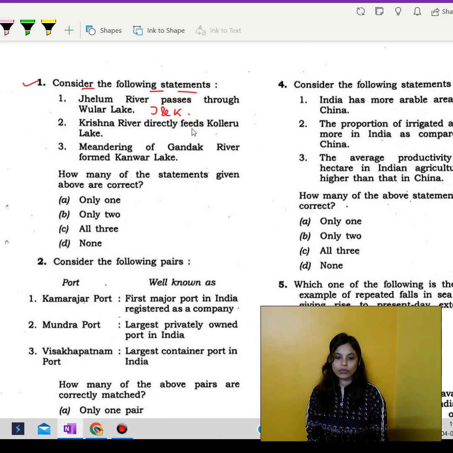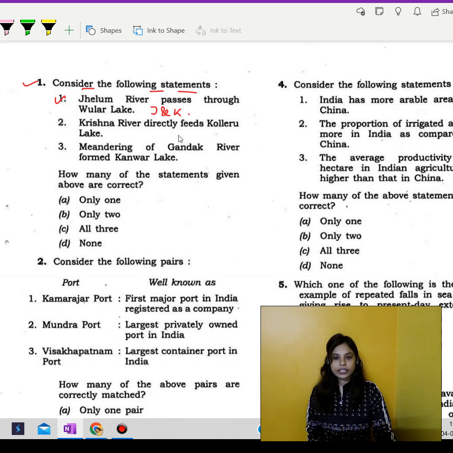It lies at the north end of the Vale of Kashmir, around 20 miles, that is 32 kilometers northwest of Srinagar. So this lake controls the flow of the Jhelum River, which traverses it. So hence we can say that statement 1 is obviously correct. Okay, let's move over to statement 2.